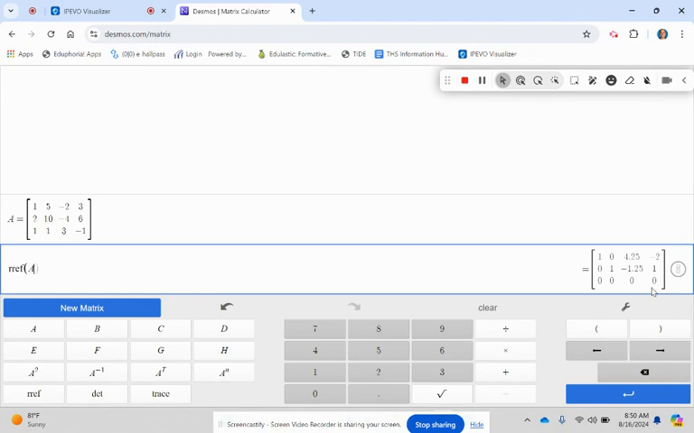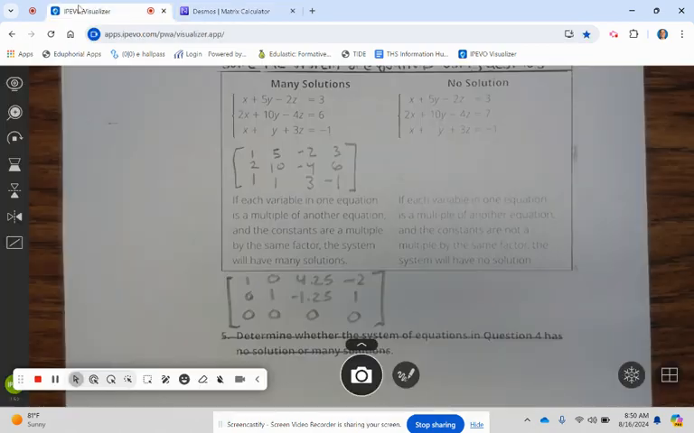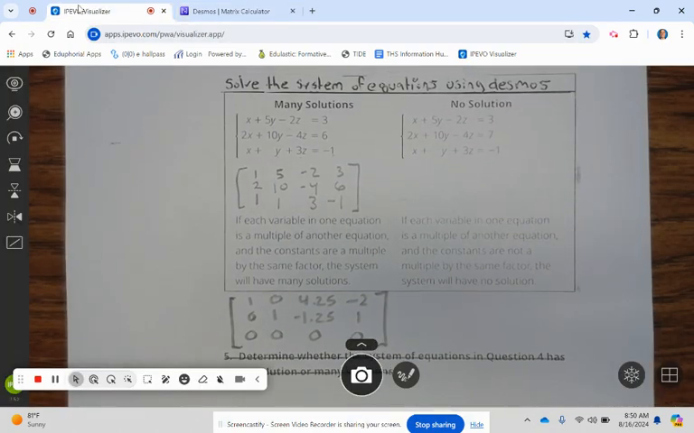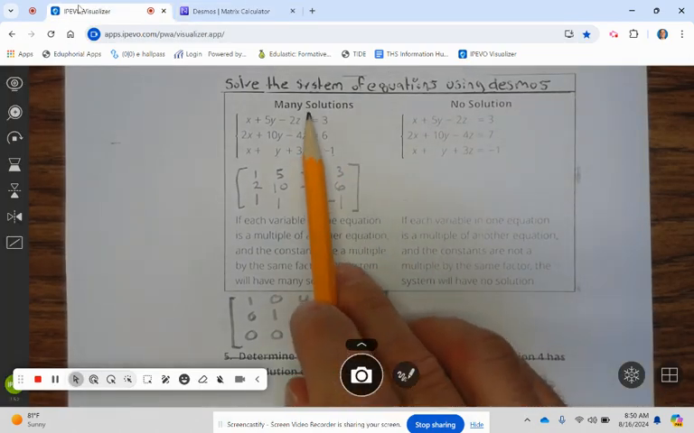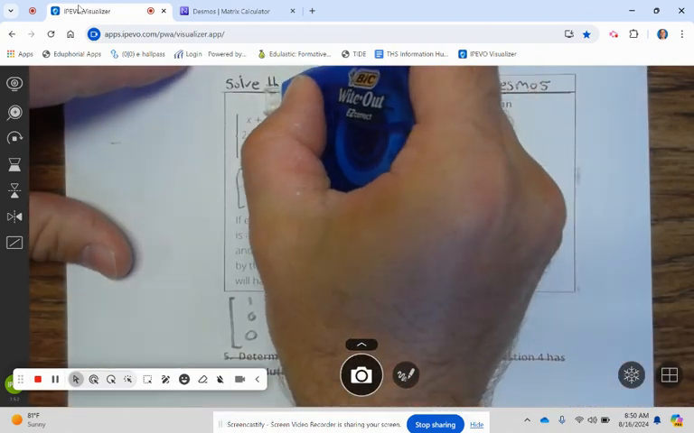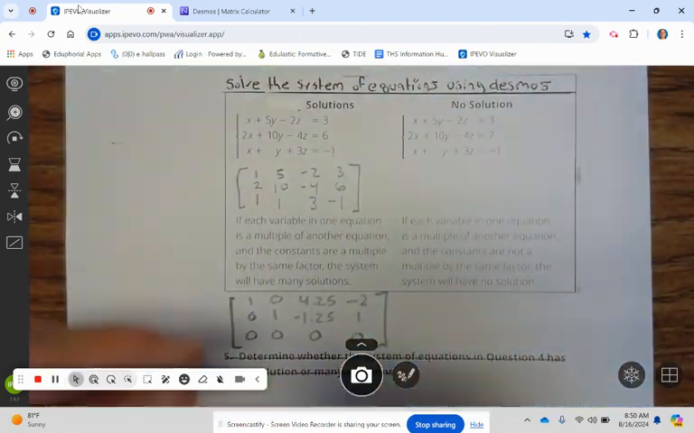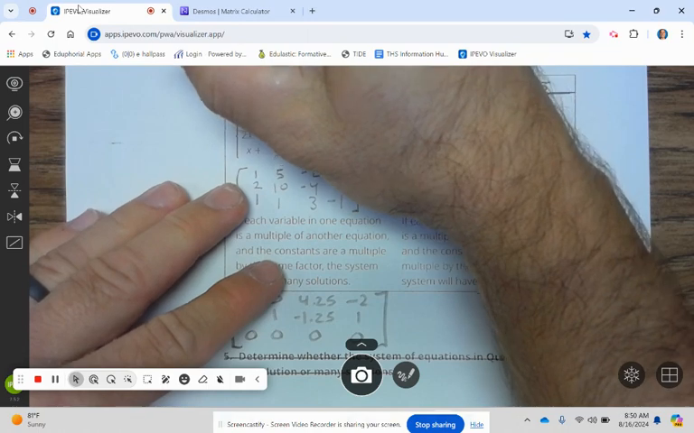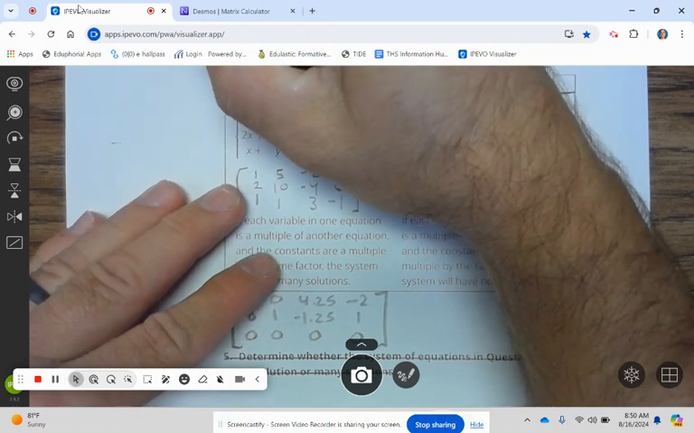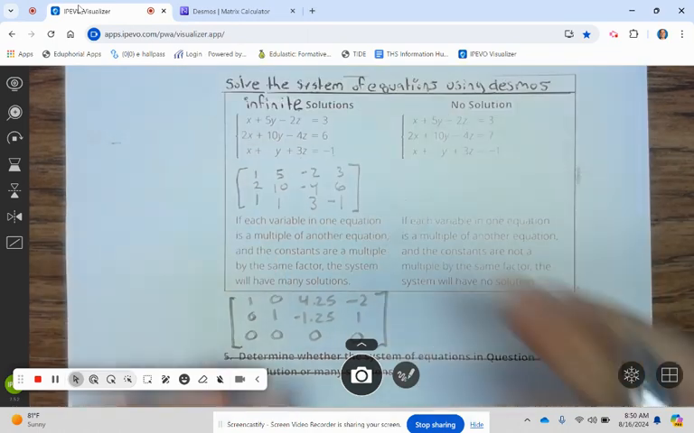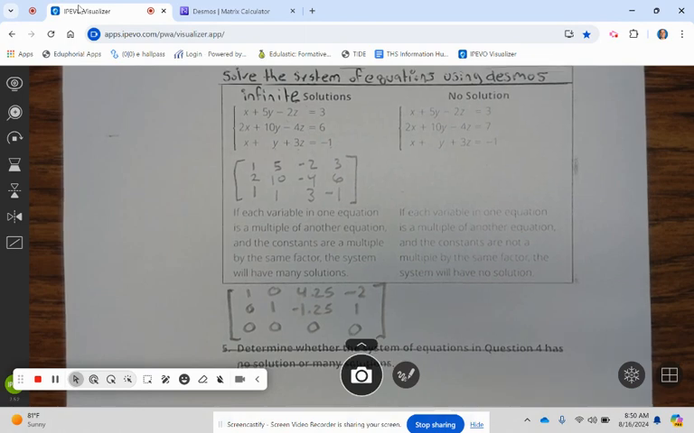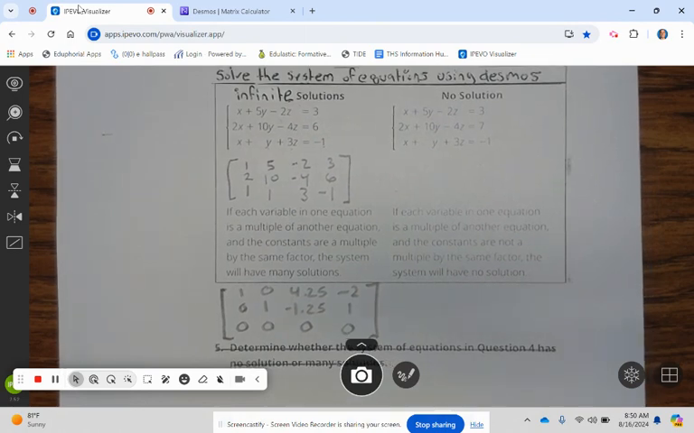So again, if you're ever solving using RREF and you see the bottom row all zeros, it means, and they say many, let's use the correct mathematical terminology, infinite solutions. Okay. All right, let's take a look at the next.